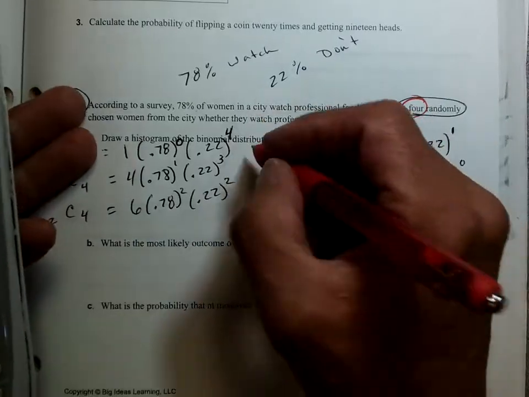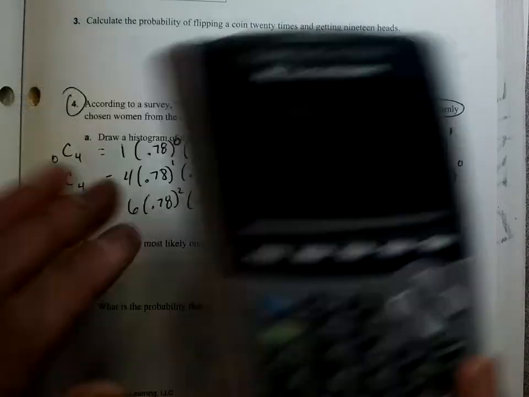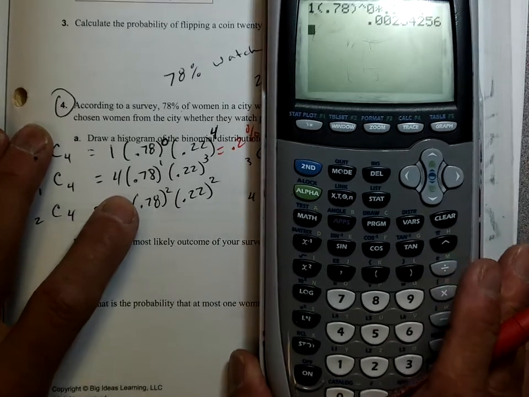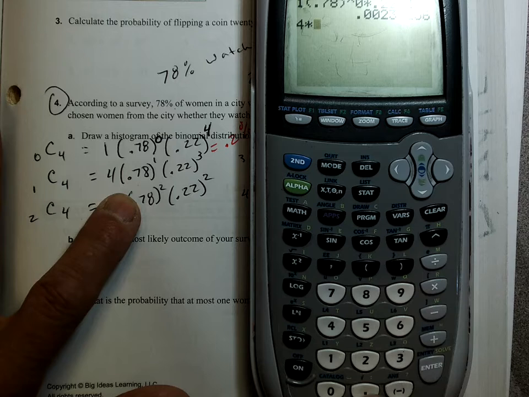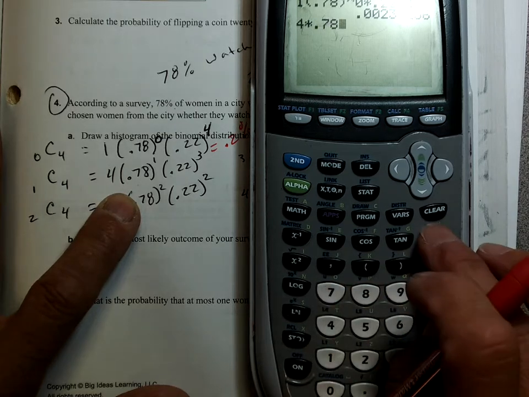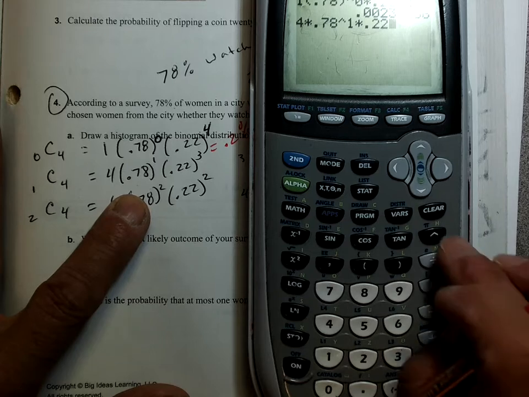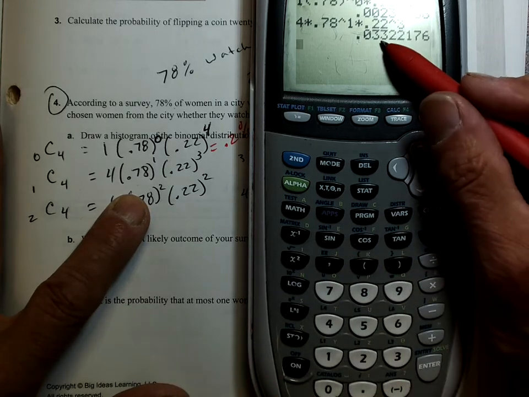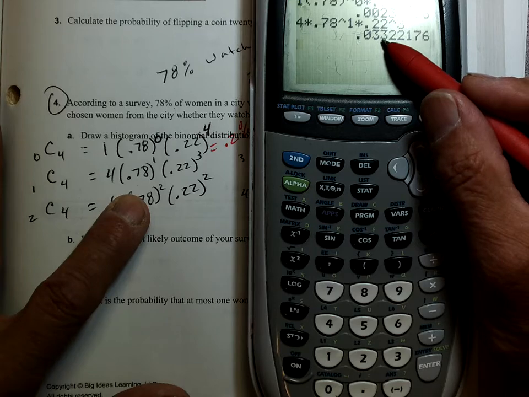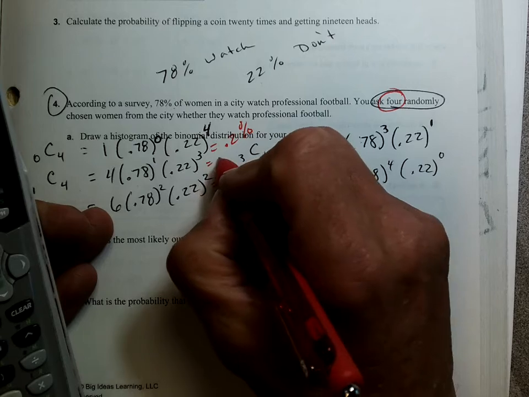For this one, I get about 0.2%. I'll do the same thing on this calculation. I'll go 4 times 0.78 to the 1 power times 0.22 to the 3rd power, and I get an answer of about 3%. See, I moved the decimal over 2 places. That's about 3%.